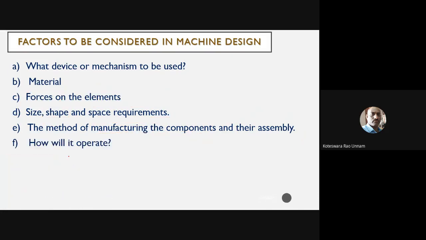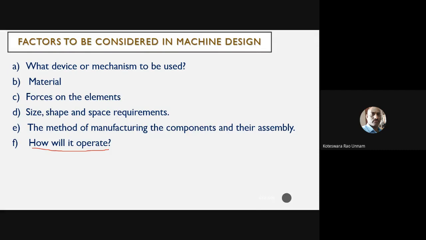Then next comes how it operates. He has to provide the instructions on how to operate the machine or a mechanism. After producing the machine, after producing the drawing or design, is he in a position to explain how it is going to operate? Then he has to give those instruction manuals to the operators.